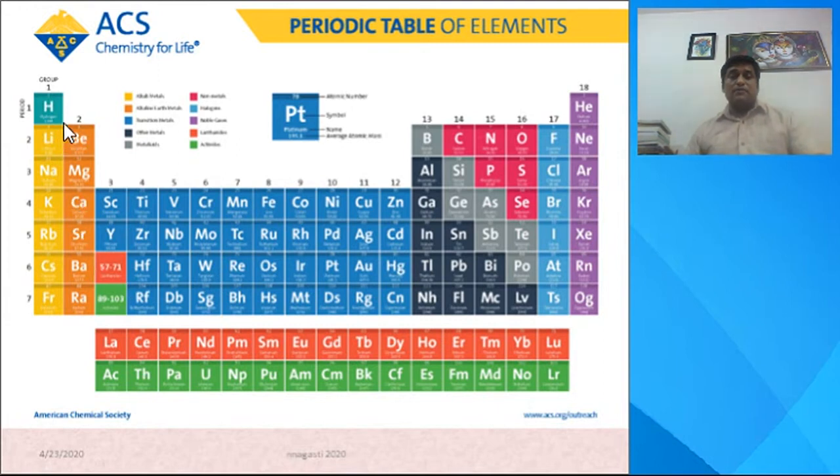On extreme left of periodic table, we have alkali and alkaline earth metals. If you look at the electronic configuration of these elements, the outermost electrons of these elements are located in s orbitals. Since outermost electrons are located in s orbital, these elements are placed under s block.